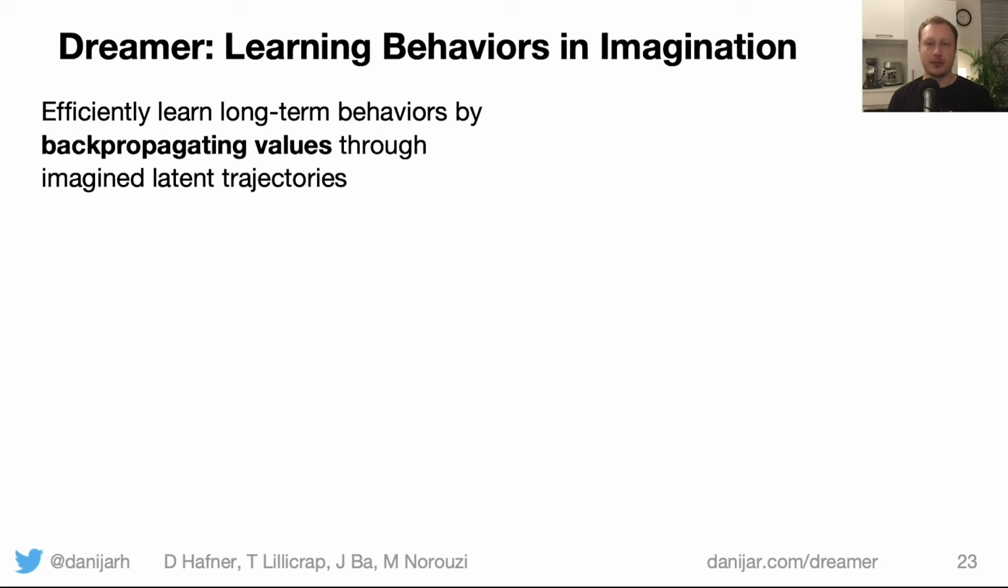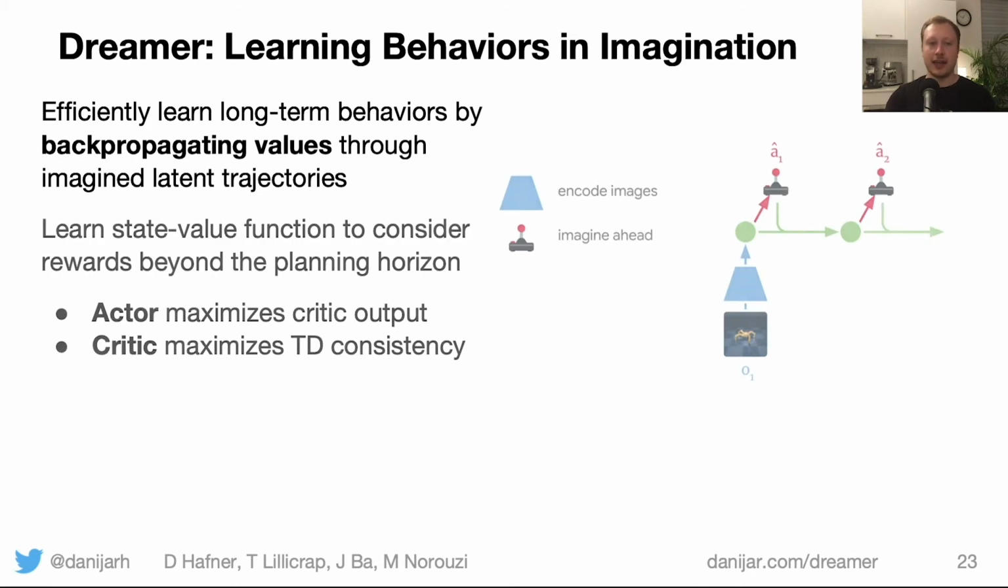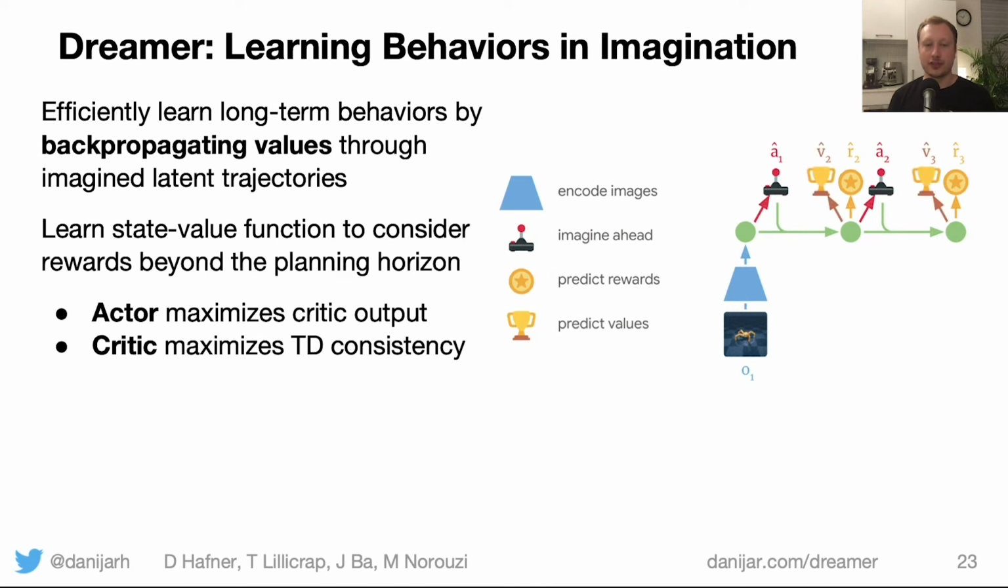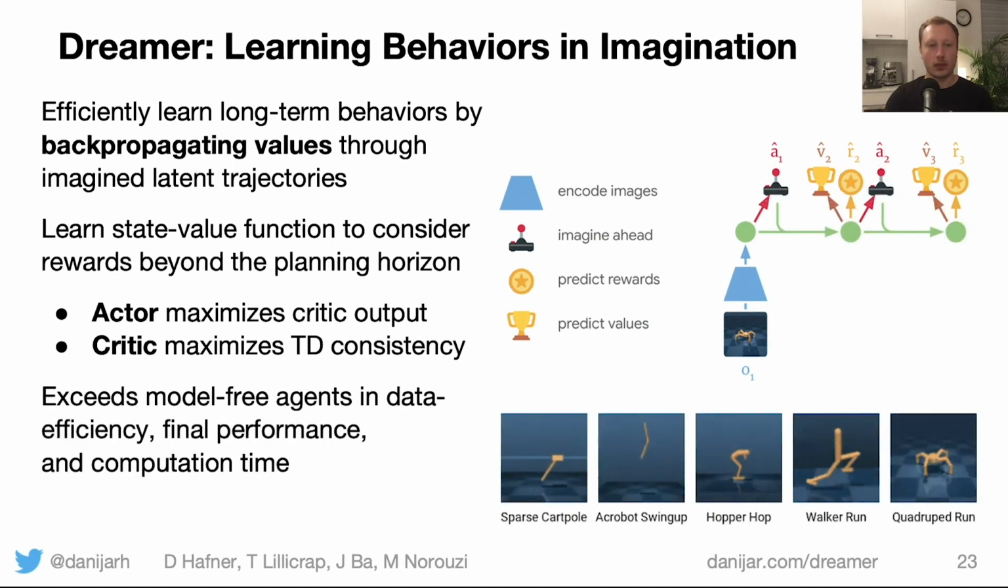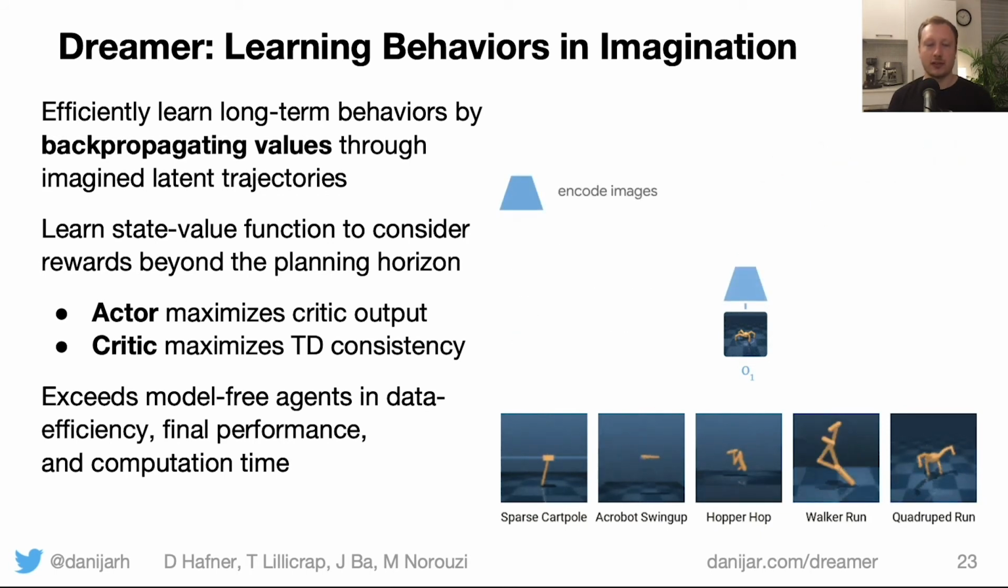Planning at every time step can be computationally expensive and often doesn't consider rewards beyond the planning horizon. Dreamer solves these problems by learning an actor and a critic in imagination using the world model. The critic is simply trained using temporal difference learning, whereas the actor maximizes outputs of the critic by backpropagating the predicted values through the differentiable world model. Dreamer exceeds model-free agents in terms of data efficiency, final performance, and computation time across 20 continuous control tasks from pixel inputs.